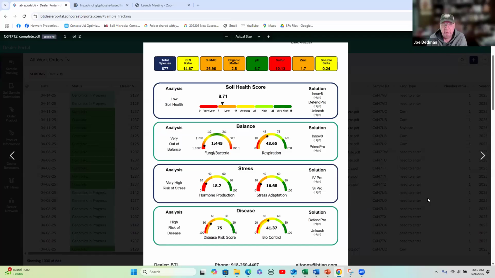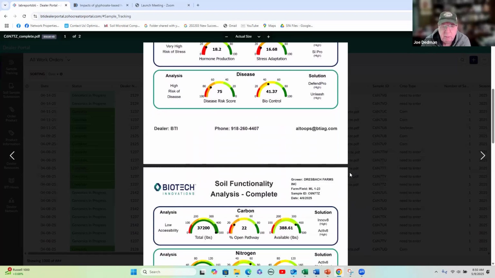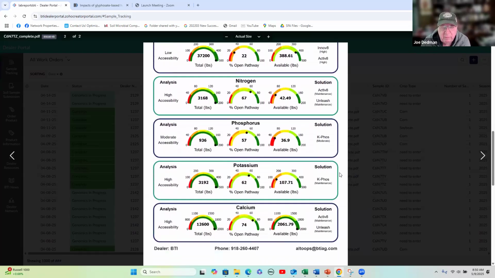So Al, while we're on that subject of nitrogen, let me ask you a hypothetical. If a lot of these farmers are off in their fungi to bacteria ratio, which most of them are, and they're applying nitrogen and using a nitrogen inhibitor, let's just say Agrotain, aren't they lowering their efficiency of that nitrogen tremendously, or not?